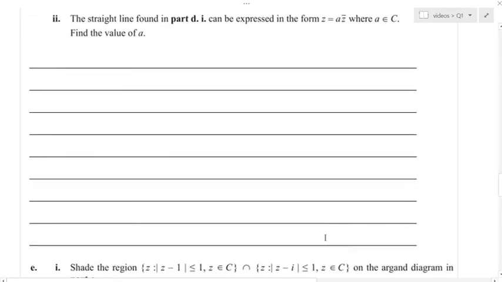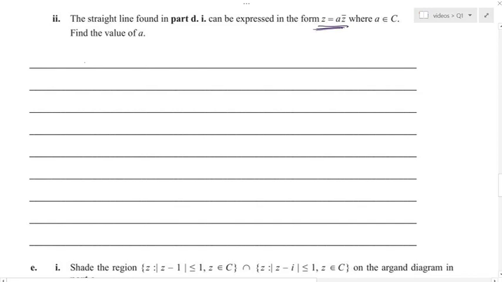Okay, the next one is a little bit tricky. You'll need to really think. The straight line found in part D1 can be expressed in the form z = a z̄, where a is a complex number. So we need to find a so that these two are equal, and it will still give that equation x = y. So let's take a look.